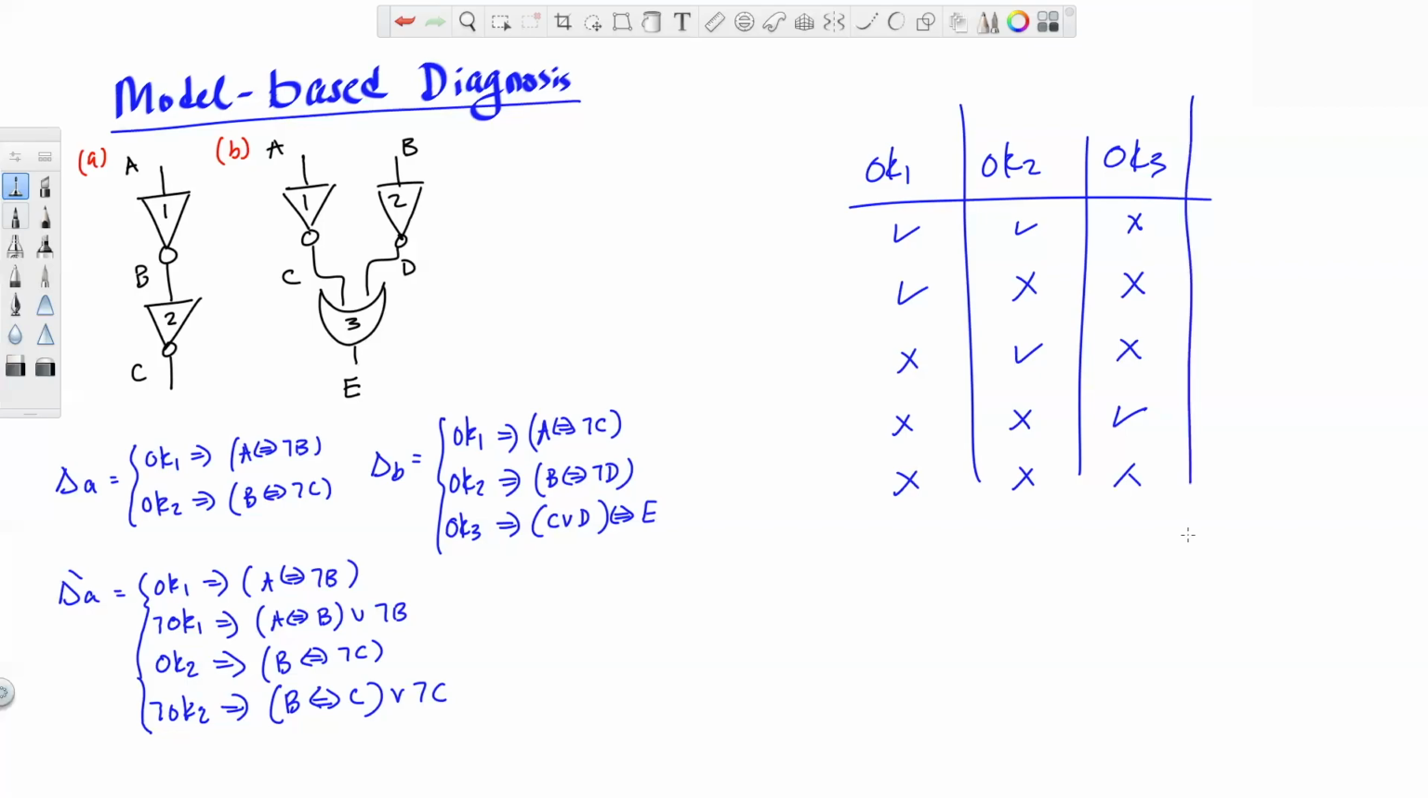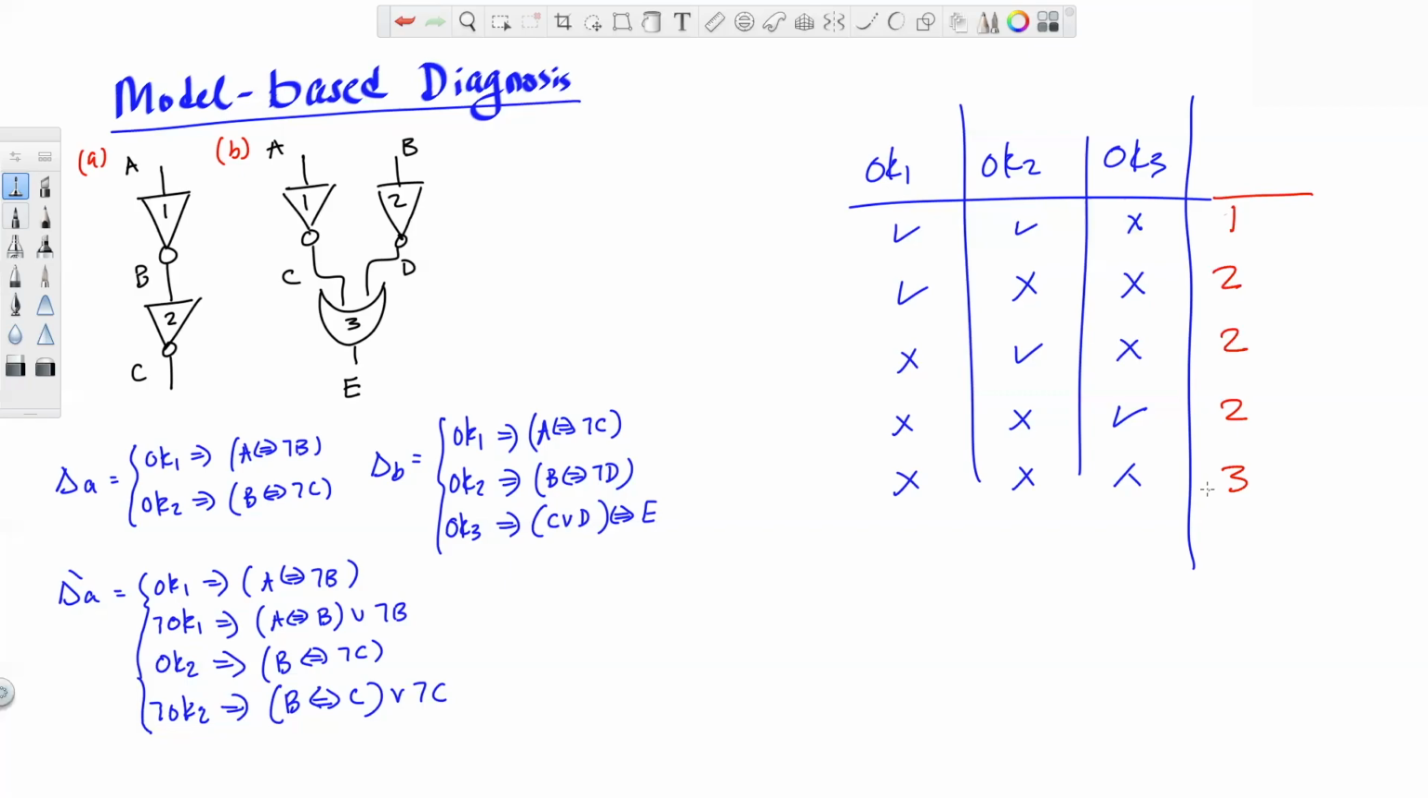Now, there is this notion of a cardinality, which we talked about before. Let me count how many broken components, right? In this case, I have 1 broken component. In this case, I have 2. In this case, I have 2. In this case, I have 2. In this case, I have 3. Okay?